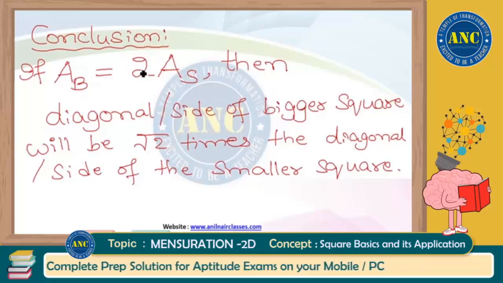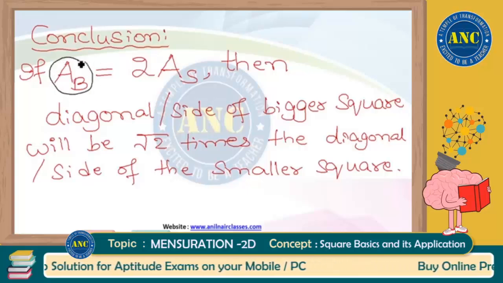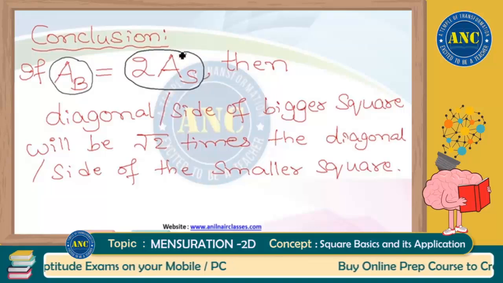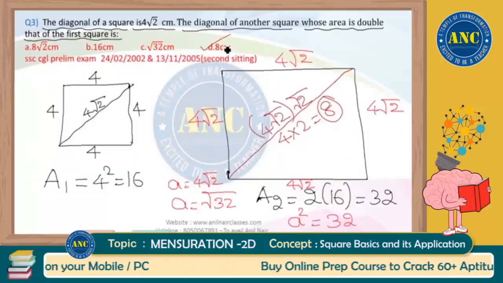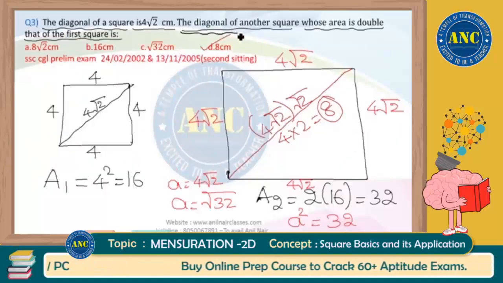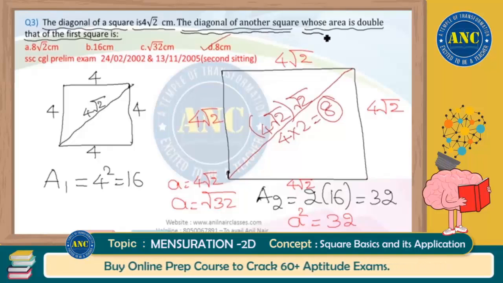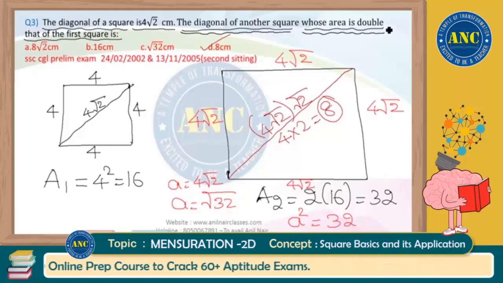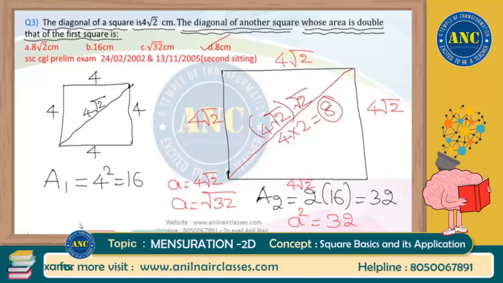Yes, definitely. The area of the bigger square is 2 times the area of the smaller square. It is given in the question also: the area of the second square is 2 times the area of the first square. Yes, that condition is satisfied. Then whatever side I had in the smaller square, the new side will be root 2 times that side.